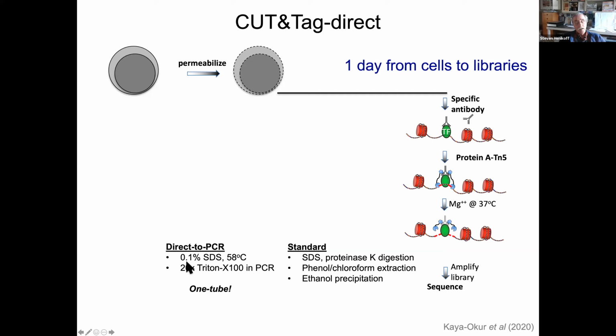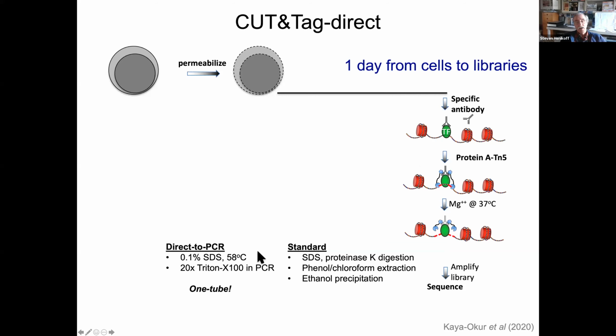And then we neutralize the SDS with non-ionic detergent, in this case, Triton X, and then that means that we can just do PCR directly. And the whole thing is done in one tube from cells, or in this case, nuclei, to purified libraries just by tube transfer.